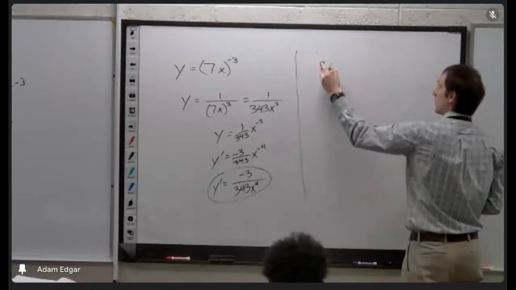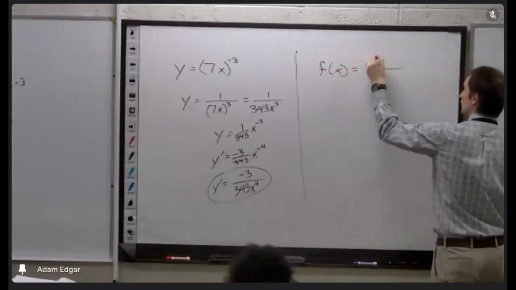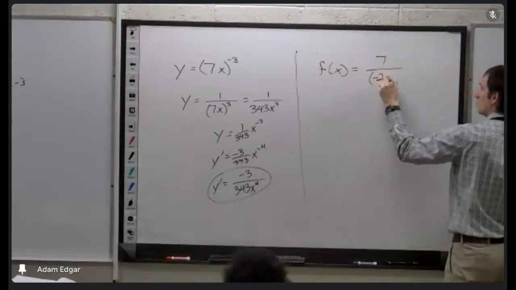f of x equals 7 over -2x all to the 4th power.